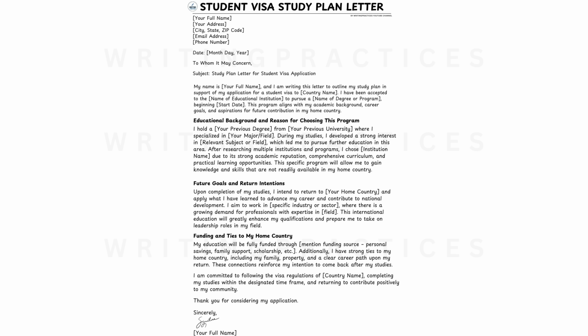Let's quickly recap what we've covered today. Start with your personal and contact details. Clearly state your purpose in the opening paragraph. Explain your academic background and why you chose this program. Discuss your career goals and show your intent to return home. Provide details about your funding and ties to your country. Reaffirm your commitment to following visa rules. And end with a polite and professional closing. If you follow this structure carefully and personalize each section with your true experiences and goals, you'll have a powerful letter that supports your student visa application and helps you take one step closer to studying abroad.